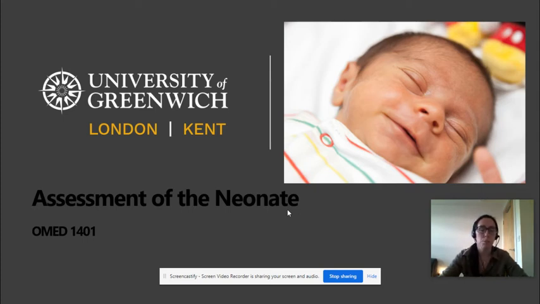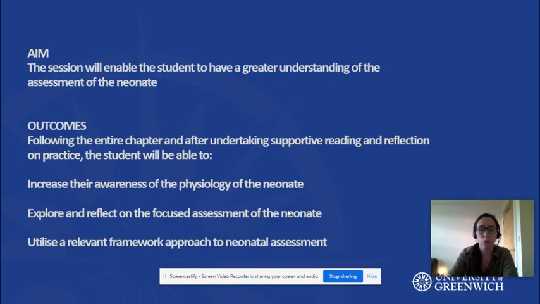Now, that's a little bit different because this is the baby in the first 4 weeks of its life, so up to 28 days old after it's been born. What we're looking at today, as usual, is to have a different understanding and a different approach to assessing a newborn. So, we're thinking about a systematic approach.